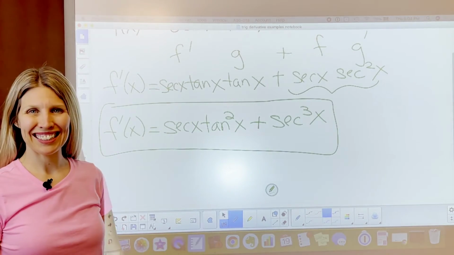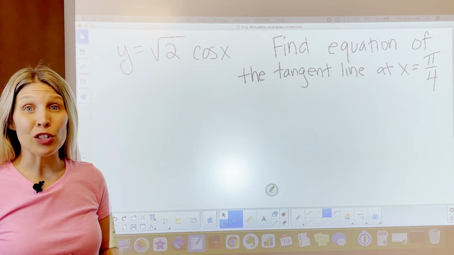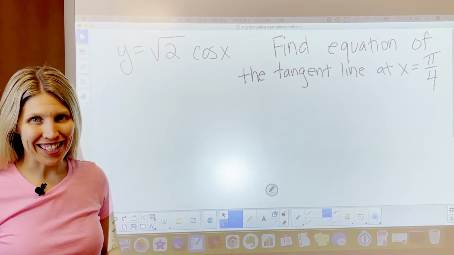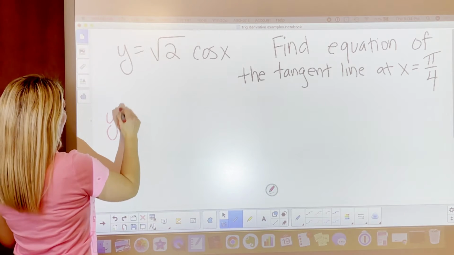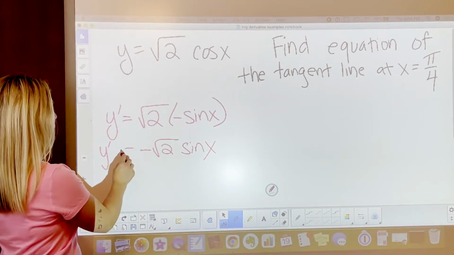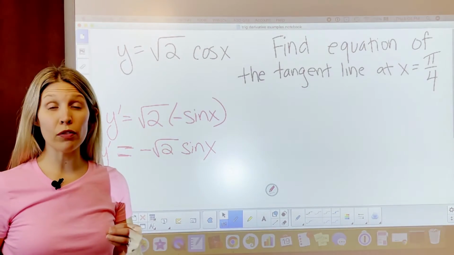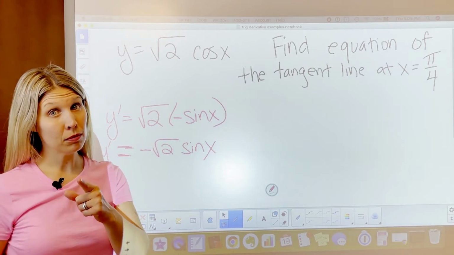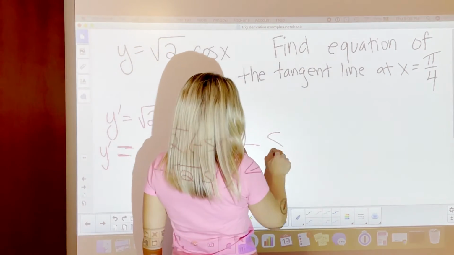And there you go. All right, now we're going to take the derivative and also find the equation of a tangent line. So the derivative, y prime equals square root of 2, that guy's going to stay. Derivative of cosine x is negative sine x. So I'm just going to rewrite this with my negative sign out front. So that's our derivative. And where does the derivative go in our equation of the tangent line? Hopefully you know. This guy is going to be your slope.